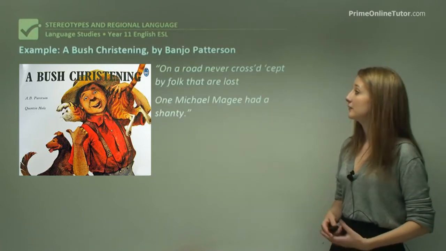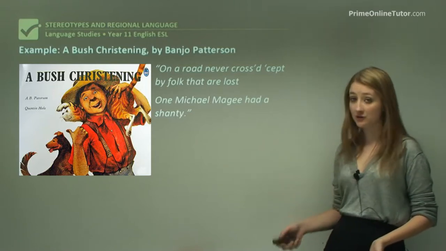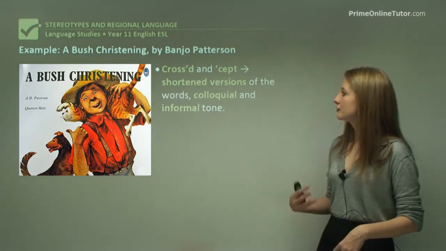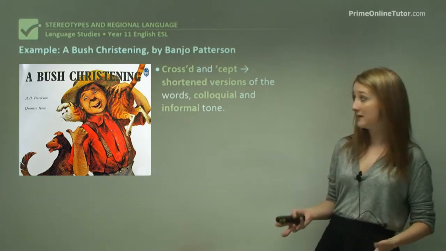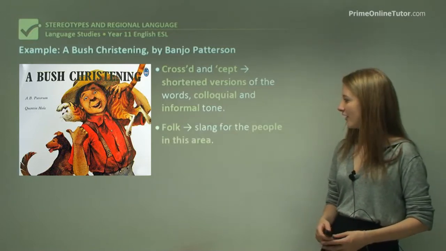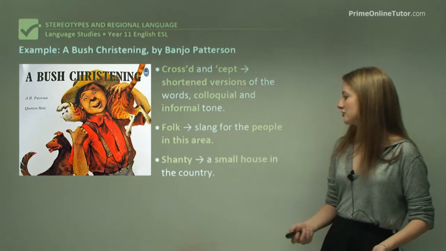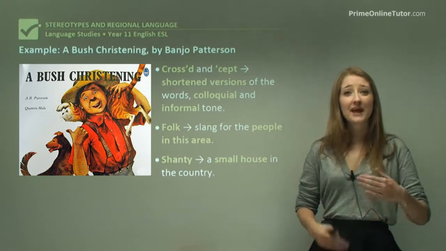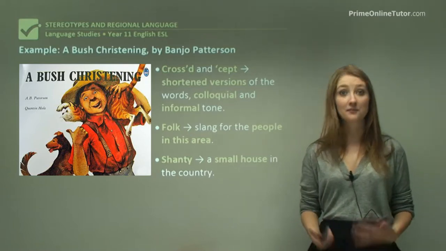We then get to the next couplet. "On a road never crossed, 'cept by folk that are lost, one Michael McGee had a shanty." So crossed and 'cept use shortened versions of the words. They're contracted words of crossed and except. And this gives a really colloquial and informal tone. Folk is also slang for the people who lived in this area. And shanty is slang for a small house in the country that's, you know, a bit run down. So again, we're getting those layers of specific regional language colloquialisms being built on top of each other.